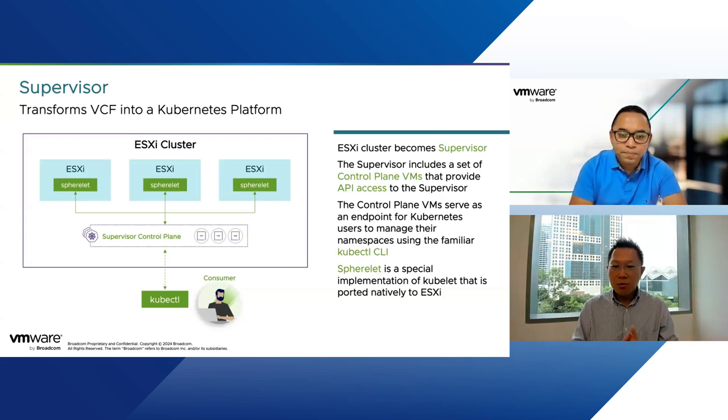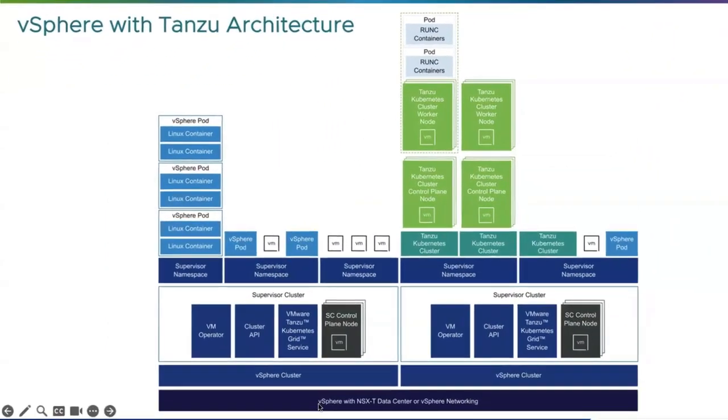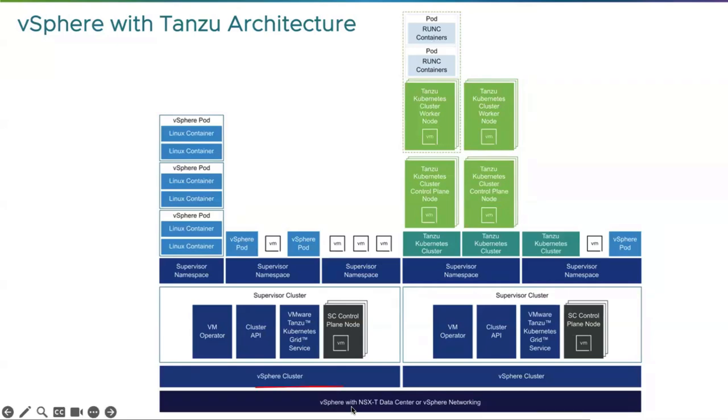All right, let's move on to look at the architecture. As you can see here, this is what we call the vSphere with Tanzu architecture, and you can see there's a supervisor cluster here. Let's go from bottom to top. At the bottom, what you require is your VCF platform, so you can run vSphere with NSX-T data center networking. You can have multiple vSphere clusters on your platform, and in this case, we have one supervisor cluster per vSphere cluster.